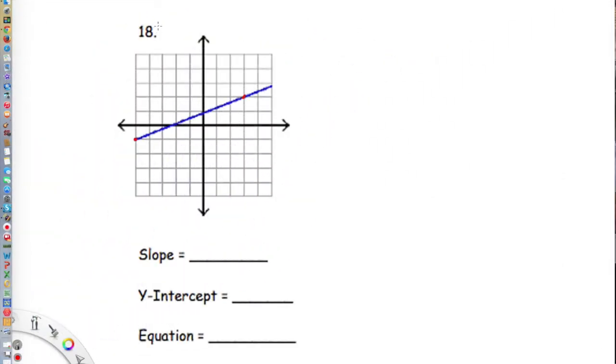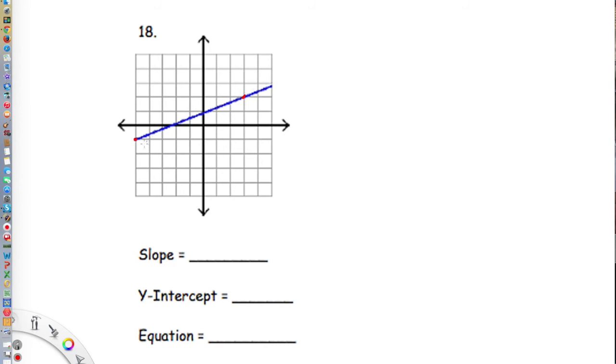Let's look at number 18. Here we have a line that has been graphed for us, and we need to find the slope, the y-intercept, and the equation. Now, if you're given 2 points, use those 2 points to find your slope. Usually you have to look for a good 2 points of intersection. To tell you the truth, this line here would be pretty tricky. So just go with the 2 points that are given to you, and you read the line just like you would a sentence, left to right.